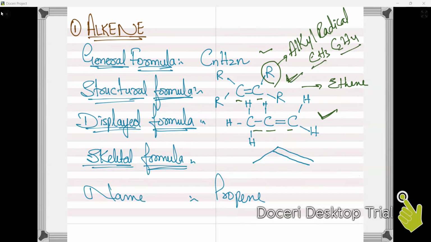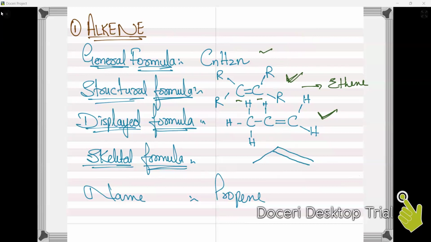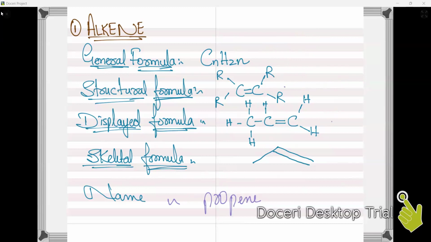Now, alkyl is another group. What an alkyl group is, I'll tell you in a separate video. For this video right now, what you need to do is learn what an alkene is. Alkene is the homologous series which has the general formula CnH2n. It has this structural formula, this displayed formula and skeletal formula.